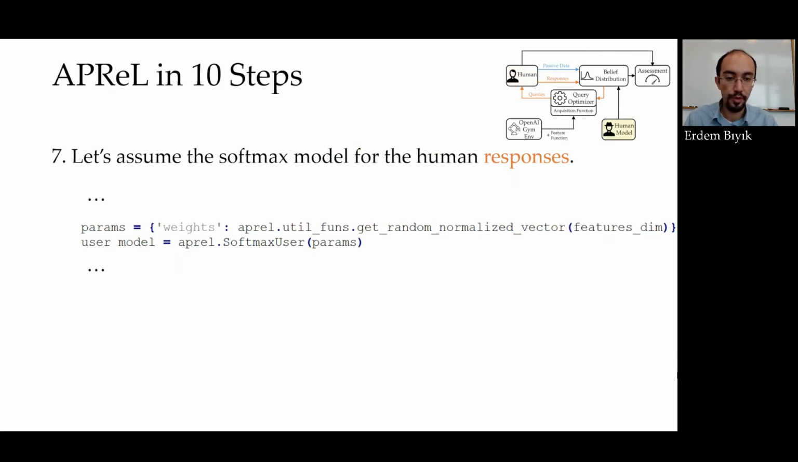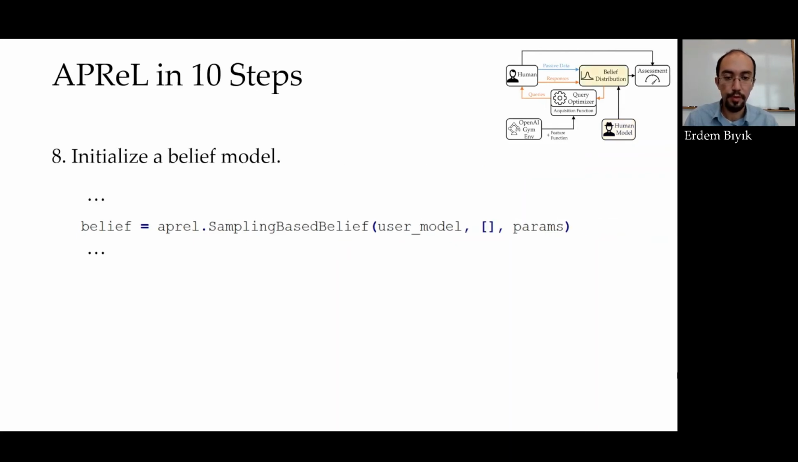As I said, we will also need a model of how the human responds to the queries. Let's use the softmax model that I described earlier. In this specific model, we will model the reward function as a linear function of the features, so the unknown variable W is the weight of the reward function. Following most of the existing work, we will use a sampling-based belief. That is, we will keep all user responses in a database and sample from the true posterior when needed.